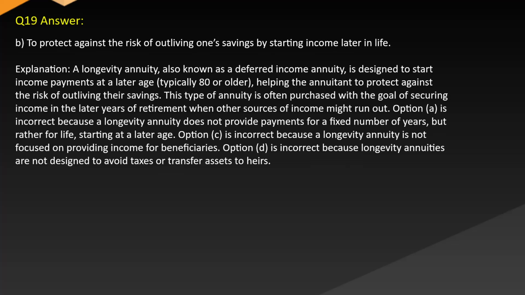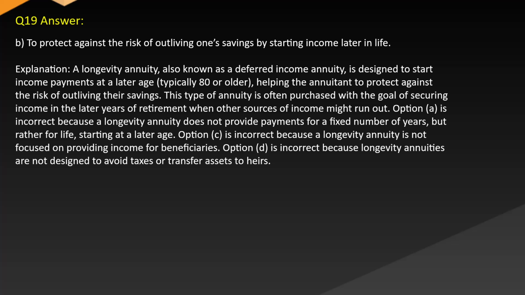Answer. B. To protect against the risk of outliving one's savings by starting income later in life. Explanation. A longevity annuity, also known as a deferred income annuity, is designed to start income payments at a later age, typically 80 or older, helping the annuitant to protect against the risk of outliving their savings. This type of annuity is often purchased with the goal of securing income in the later years of retirement when other sources of income might run out.